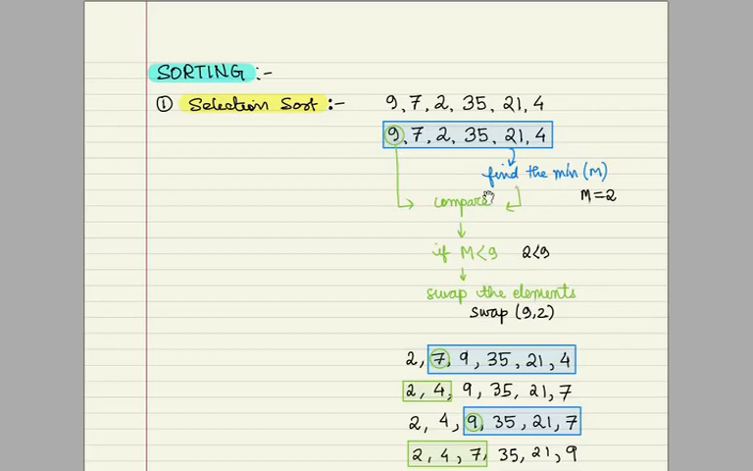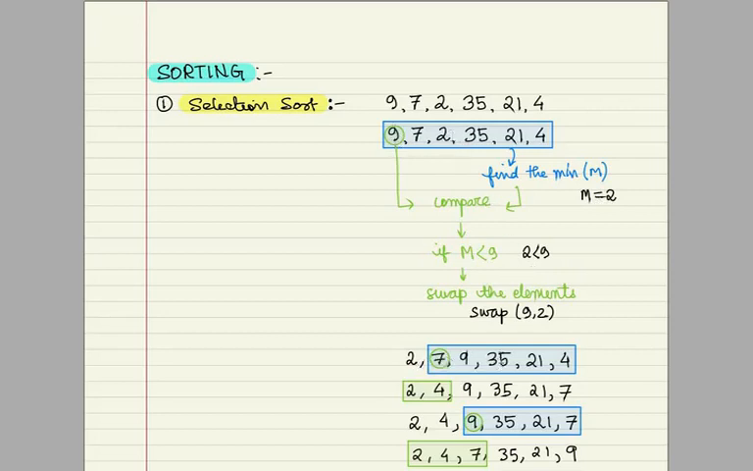Here we approach it according to the problem we have. We find the minimum to be 2, because in 9, 7, 2, 35, 21, 4, the minimum value is 2. We keep it in a variable, say m, so m is equal to 2. Now we compare 9 and m. If m is lesser than 9, then we swap the elements. In our case m is lesser than 9, so we swap: 2 will go to the place of 9 and 9 will go to the place of 2.